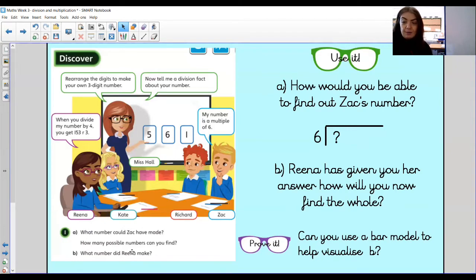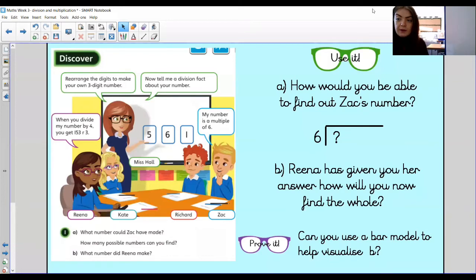Now Rena's is a little bit trickier. She's giving you her answer. You know that when she divides it by 4, she gets 153 remainder 3. This is where a bar model might be really, really helpful to get your answer. So you're almost reversing your short division method. Tricky one, that one. It might take you a little bit longer and a little bit more brain power, but I am very confident that you are able to do that. So have a little go at those 2 and then come on back to see how we got on.